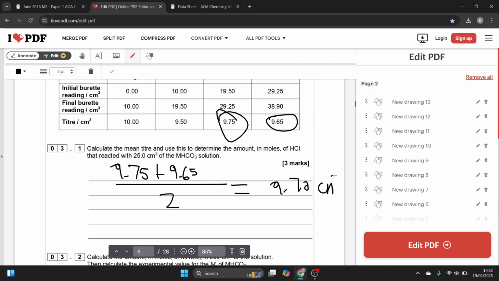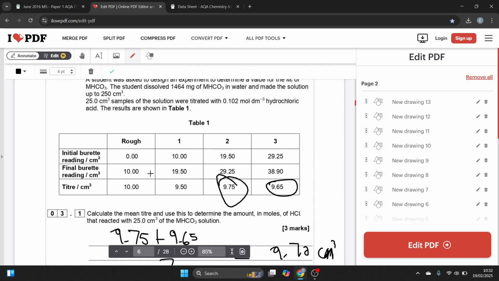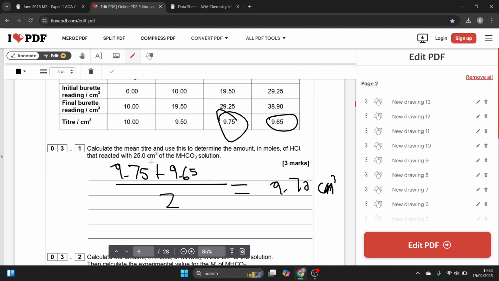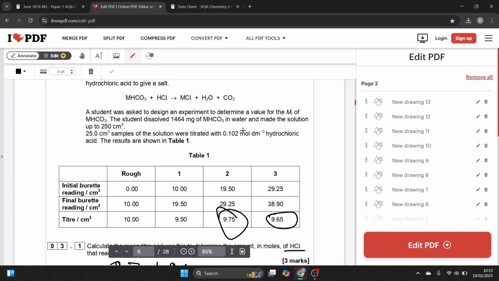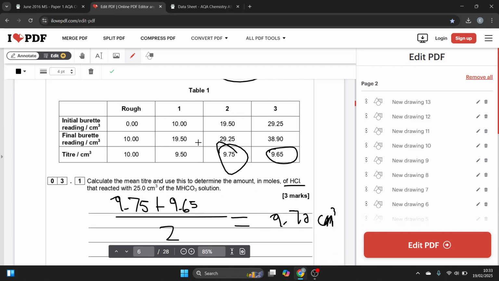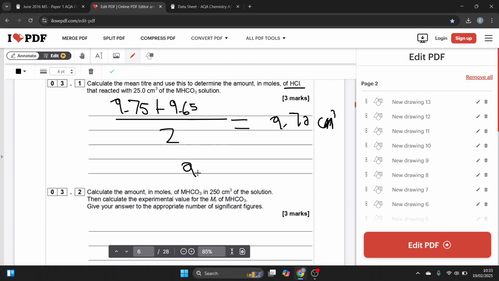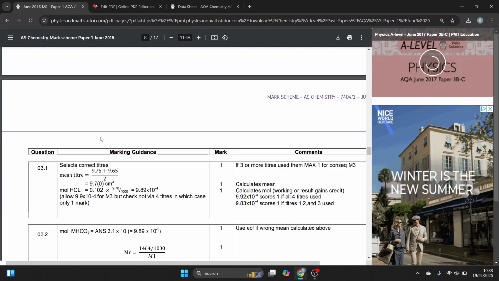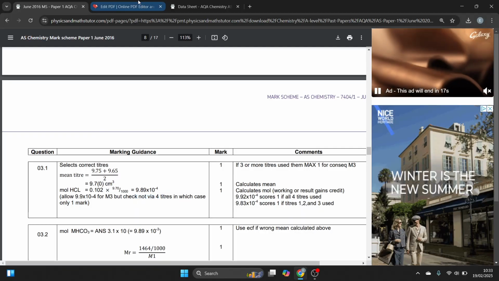And then it says use this value to determine the amount of moles of HCl that reacted with the MHCl3 solution. So it's going to be the concentration times that, so it's going to be 0.102 times 9.70 divided by 1000, which gives 9.89 times 10 to the power minus 4. Perfect.